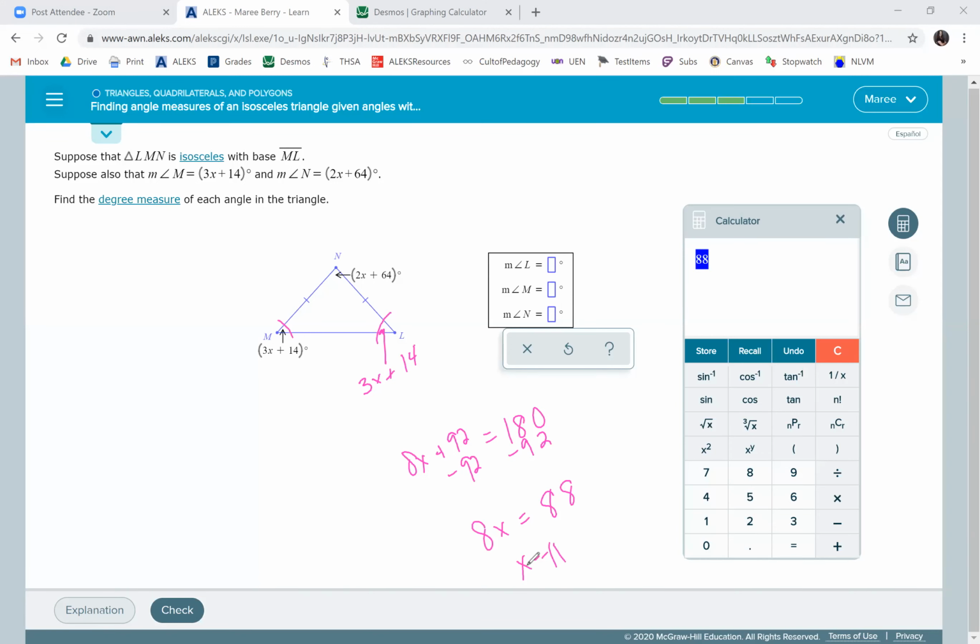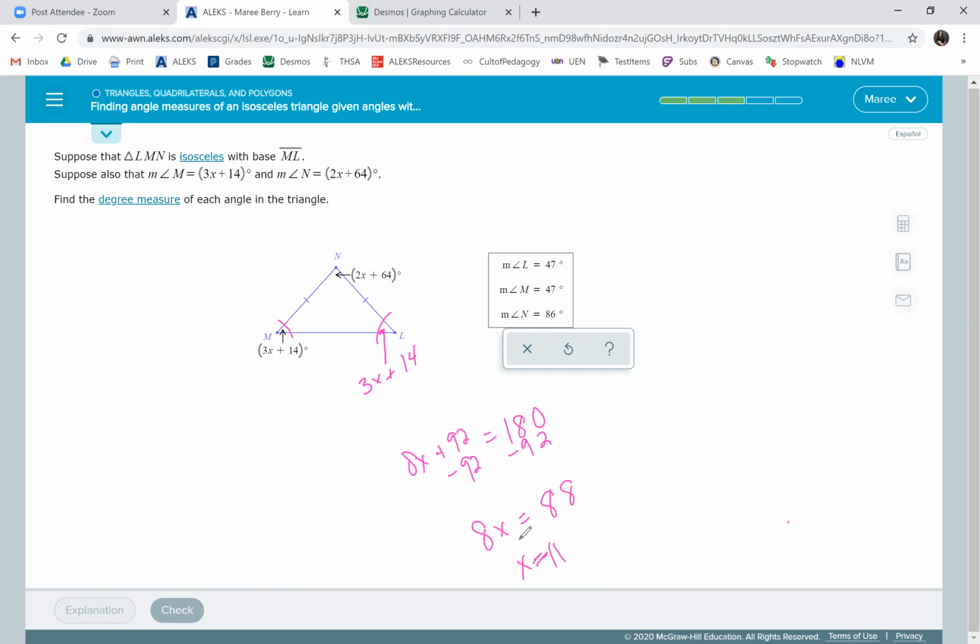Okay, that's an equal sign. So if I have 3x, so 33 plus 14 is 47. So both M and L are 47. And then I'm going to do 180 minus 47 minus another 47. 86. And that's the end of the lesson.